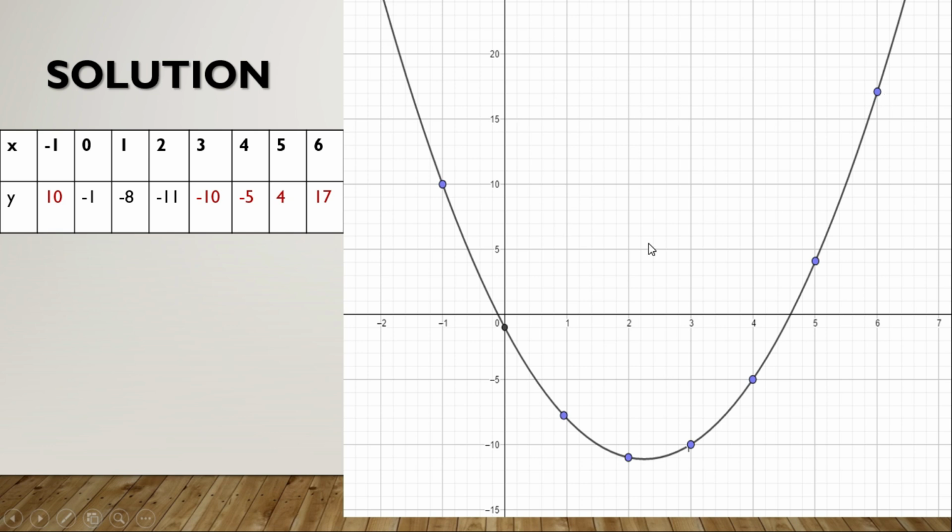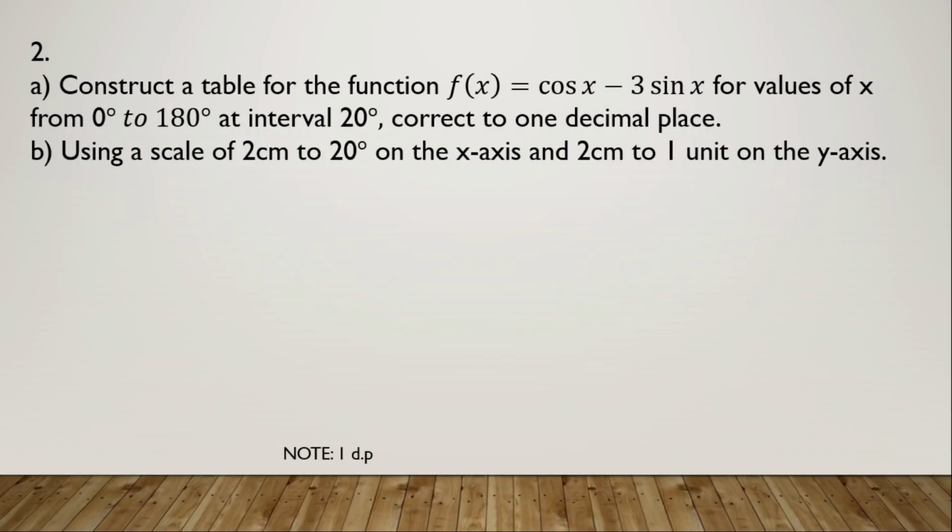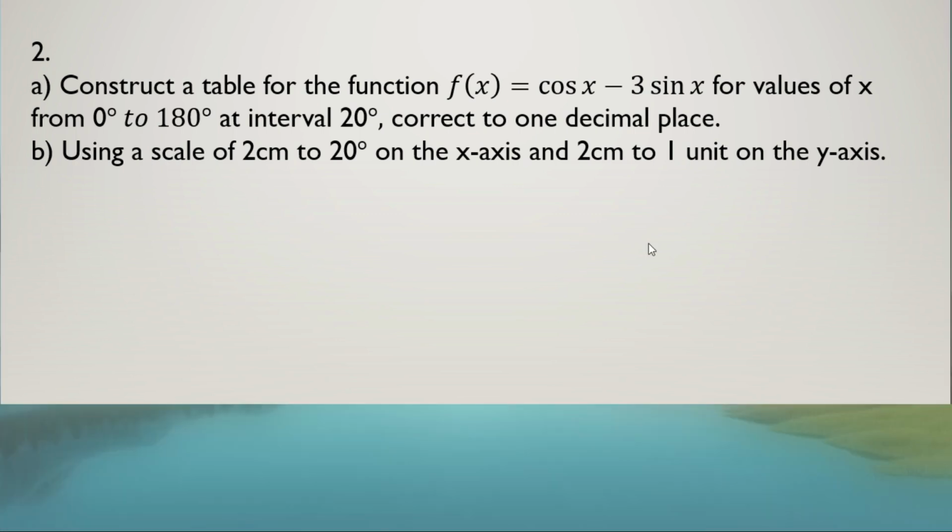Alright, the next one, example 2. Construct a table for the function f of x equals cos x minus 3 sine x for values of x from 0 degrees to 180 degrees at an interval of 20 degrees. We are going to correct these values to 1 decimal place. Then graph your function using a scale of 2 centimeters to 20 units on the x-axis and 2 centimeters to 1 unit on the y-axis. And so let's get the calculator and fill it in.